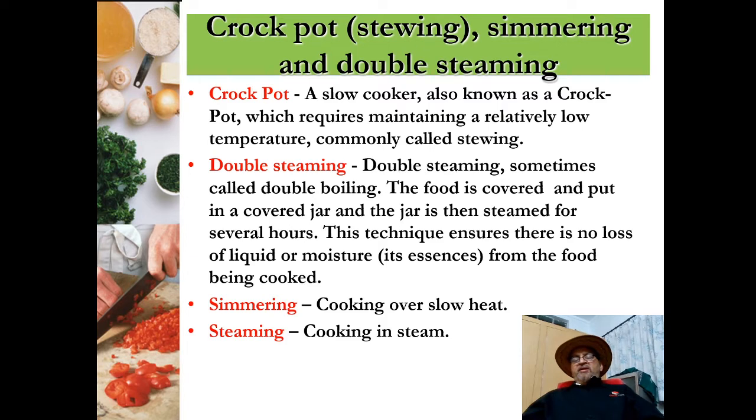Then there is simmering. Simmering is slightly above poaching. So cooking food in simmering water is from 95 to 98 degrees centigrade. Poaching was 92 to 95 degrees centigrade, and simmering is 95 to 98 degrees centigrade. Simmering means the water is moving slightly. In poaching, the water is almost still, with very little movement. And last but not the least, steaming, which has been explained.